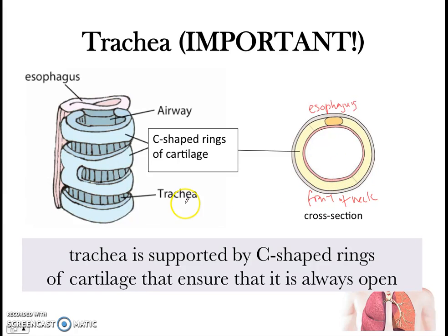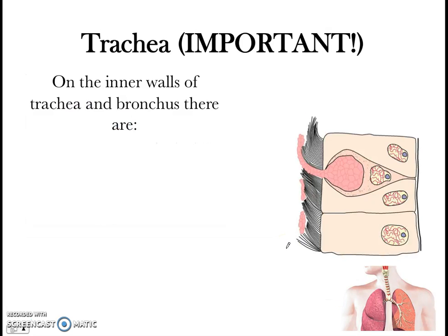So why is it there? Well, the trachea is supported by C-shaped rings of cartilage to ensure that it is always open, right? It's to give it some support, to maintain the opening of the trachea. If those C-shaped rings weren't there, the trachea could just collapse inwards, and you would find it very difficult to breathe indeed. Now, besides the C-shaped rings of cartilage, there's two other important adaptations that you need to know about the trachea.